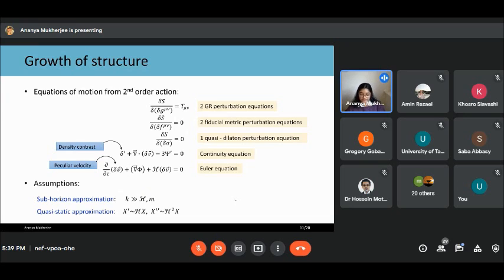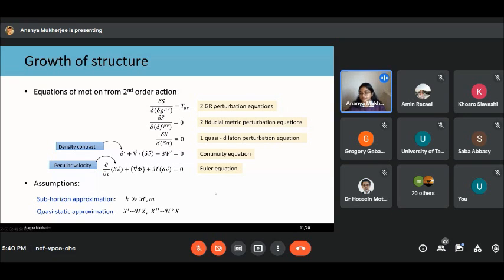These are the equations of motion we have obtained from the second order action. The scalar perturbations I introduced in the previous slide are substituted back into the action, and expanding the action up to second order in the scalar perturbations, we obtain the second order action. Varying the action with respect to the physical metric, fiducial metric, and the quasi-dilaton field, we obtain the perturbed equations of motion, and the energy momentum conservation equation gives the continuity and the Euler equation.